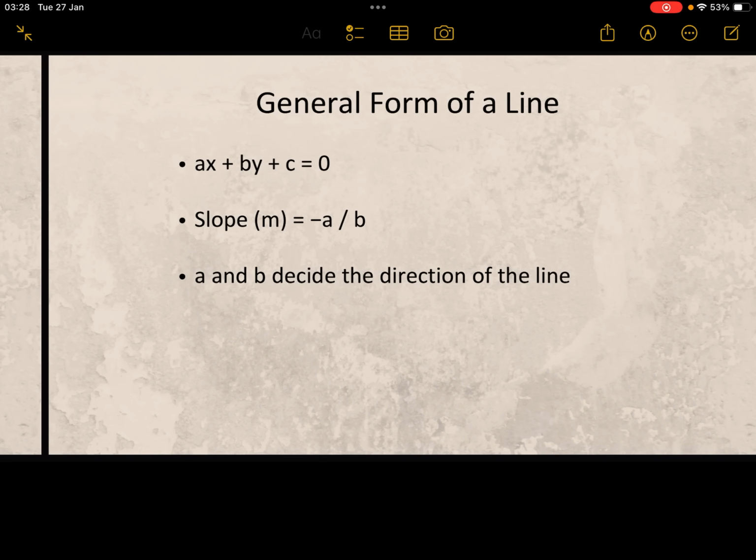Any straight line written in this general form has a very simple slope formula. The slope is minus a divided by b. This is why converting to y equals mx plus c is not magic. It is simply isolating the y and exposing this ratio. The coefficients a and b decide the direction of the line. That's where slope actually comes from.